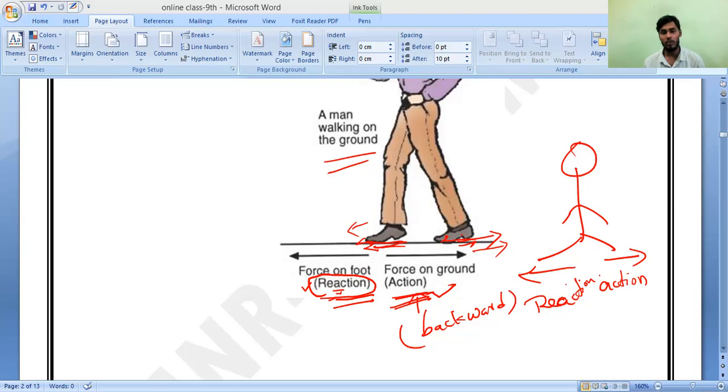Suppose you try to walk on ice, on ground which is slippery or covered with ice. It becomes very difficult to walk. Why? Can you say? Suppose somebody is walking on ice or some slippery surface. What is happening? Why will we feel difficulty to walk? Sir, it is a smooth surface, so friction is also low. The friction is low. Yeah.